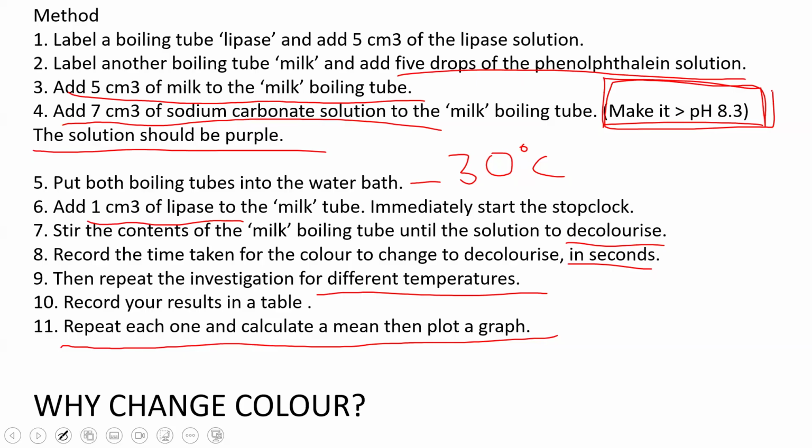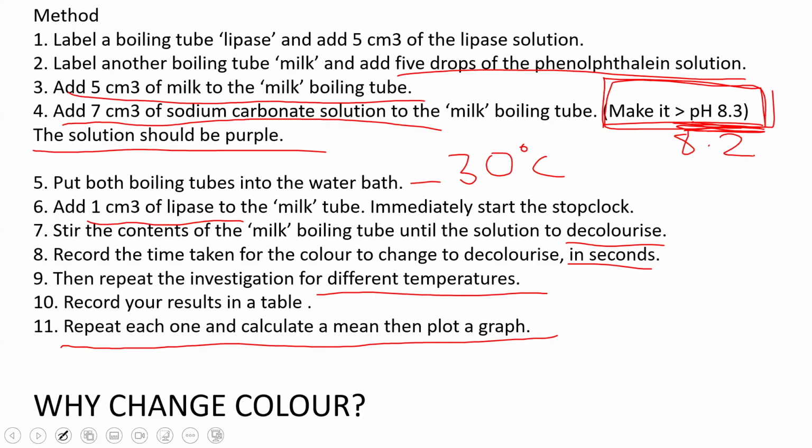That's exactly it. So 8.3, well done, Daniel. 8.3 is the pH that phenolphthalein changes color. Okay, so that is why it is significant. So what you do is you put in the sodium carbonate, then it goes greater than 8.3. And then when you start adding the milk and the lipase is producing, like Daniel said, the fatty acids, the fatty acids gradually reduce its pH to become acidic. And then when it gets to basically 8.2, that is when it changes color.